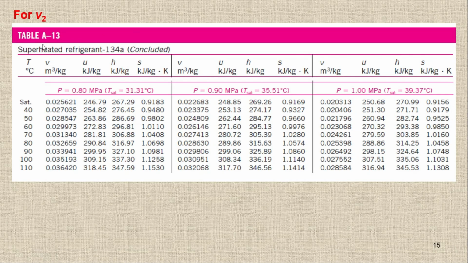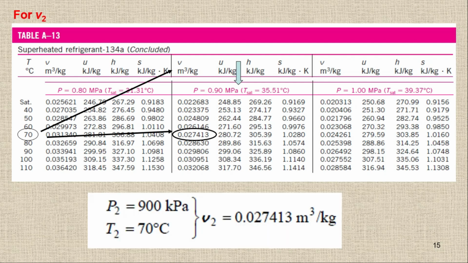You can see here we have the superheated table for refrigerant 134A, and this table is A13. Now we have 900 kilopascal, which is equal to 0.9 megapascal, so we have to use this table. We have 70 degrees of temperature. So this is 70, and we have to check the volume. The value is this one. So here we have P2 T2, and you will get a V2 of 0.027413.